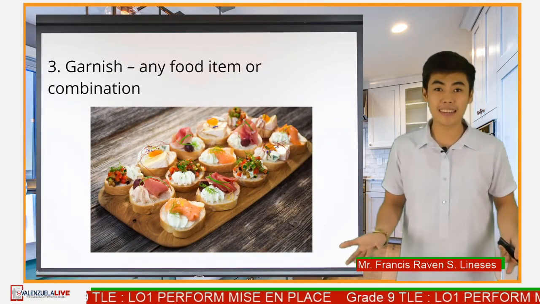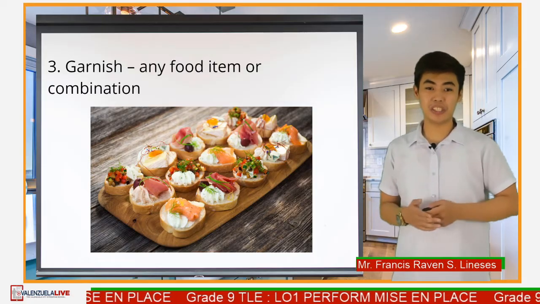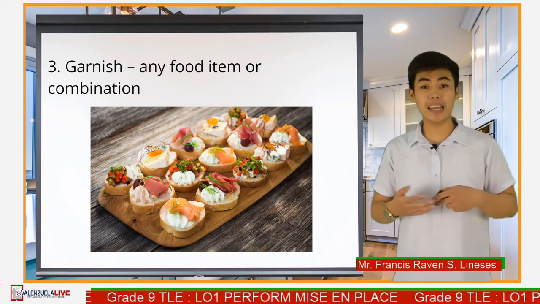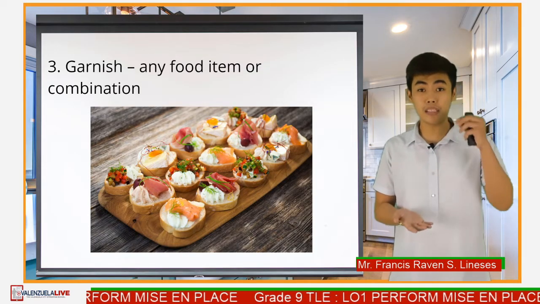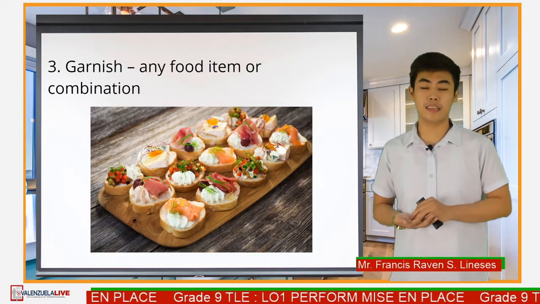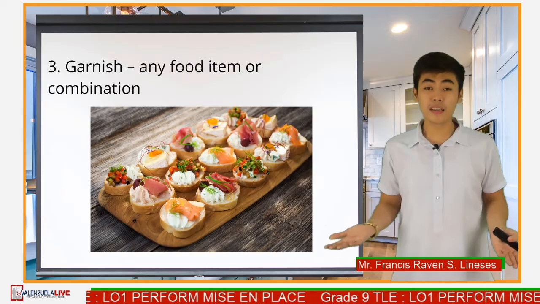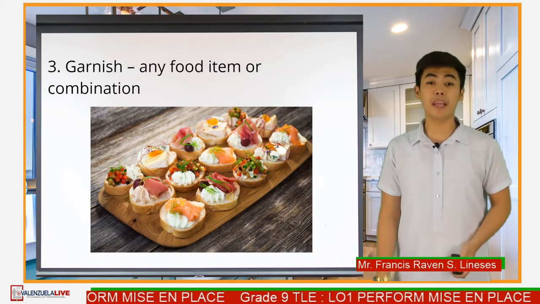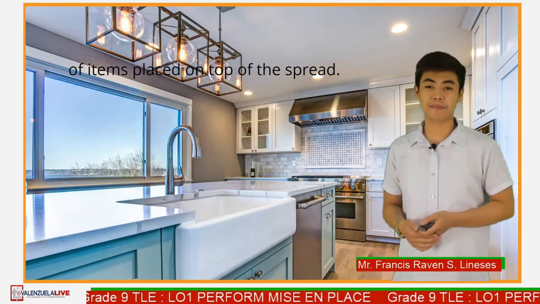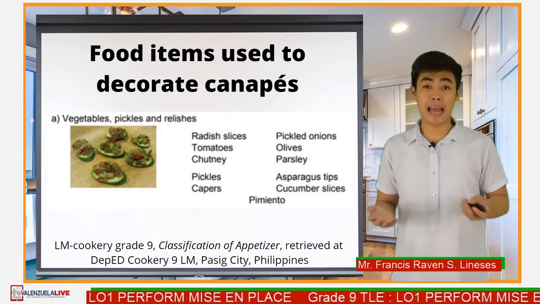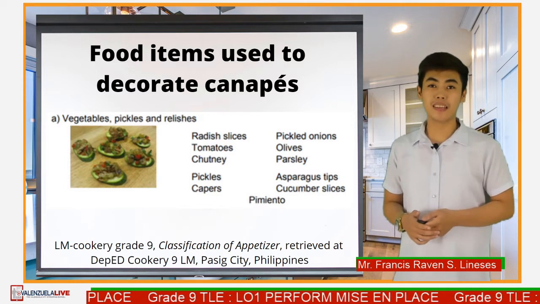So what is that? Okay, very good. That is the garnish. Garnish is any food item or combination of items placed on top of the spreads. It usually gives color, design, texture, or flavor accent to the canapé. So here are the food items that we can use to decorate our canapés.